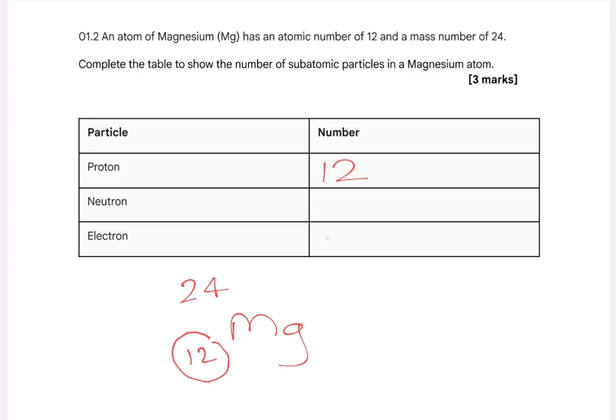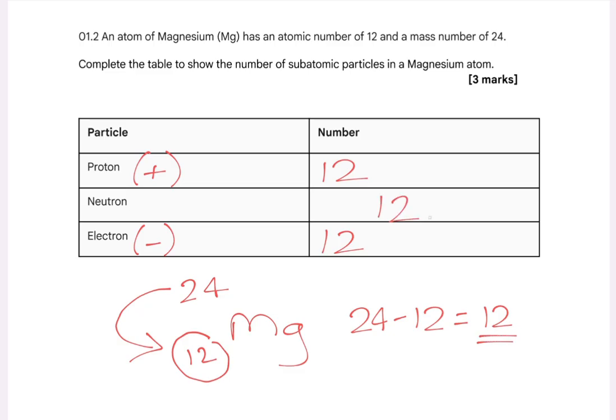Because an atom is also neutral, and we know that protons are positive, P for positive, P for proton, and that electrons are negative, we know that there are also 12 electrons. They have to balance each other out. And the way in which we calculate the number of neutrons is to take the top number and simply subtract the bottom number. Now it does give us 12 again. That's not always the case in atoms, but in this situation we have 12 of each particle.